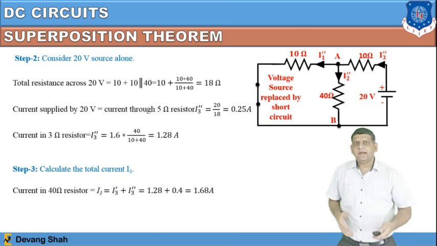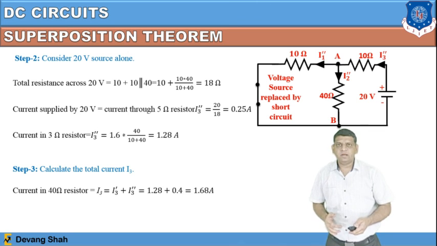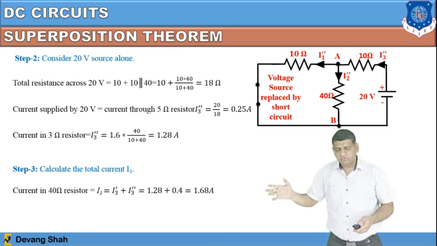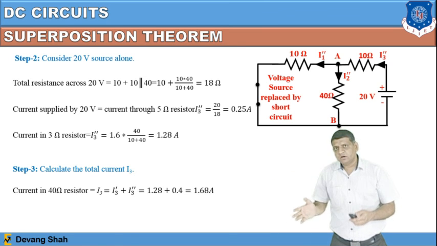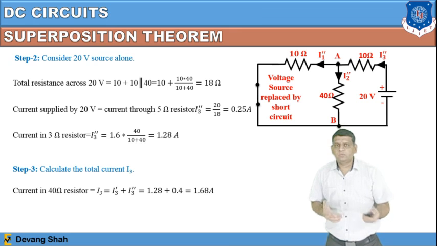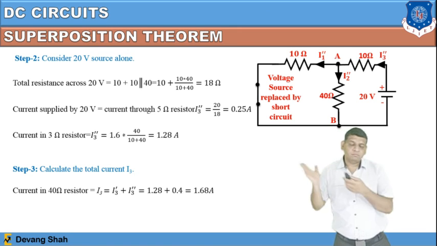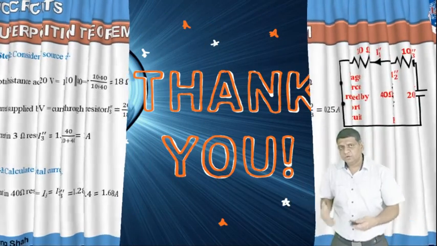So at the end you can add these two currents, like I3 is equal to I3 dash plus I3 double dash. So 1.28 for case number 1, where you have taken the 10 volt source, then I3 double dash, which is the current because of the effect of the 20 volt source. So in algebraic sum you can find the total current, which is 1.68 ampere, right? So the current which is passing through the 40 ohm is 1.68 ampere. Now this is the case which you already found in the Norton and Thevenin theorems. You can just check it out.